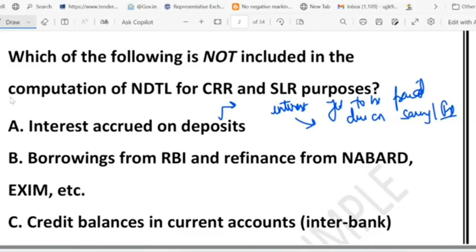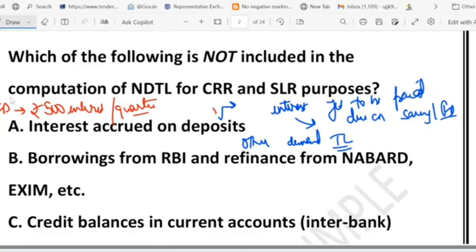So it is a kind of liability. And yes, it is included in the NDTL as other demand and time liability. Yes, in the section other demand and time liability, other DTL, this particular interest accrued is included. Please remember. Let me give you one example to make it clearer. Suppose your FD earns rupees 500 interest by quarter end. So the bank has to pay you, and it is recorded as a kind of liability.